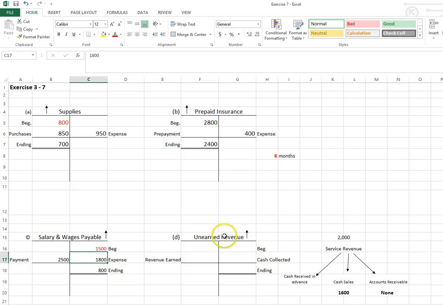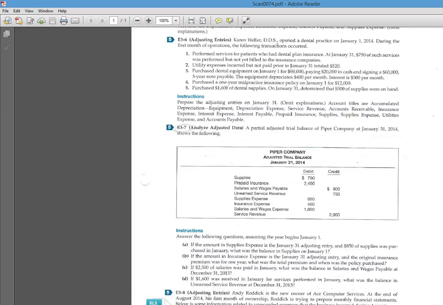All right, last one has to do with the unearned revenue account. So let's go look, see what they want us to do. If $1,600 was received in January for services performed in January, what was the balance in the unearned service revenue account? And again, notice it's December 31st, 2013, so they're really asking for what was the beginning balance. Well, let's look at the related accounts. We know the ending balance of unearned revenue is $750. We know service revenue is $2,000. And again, we know cash collected for revenue was $1,600.